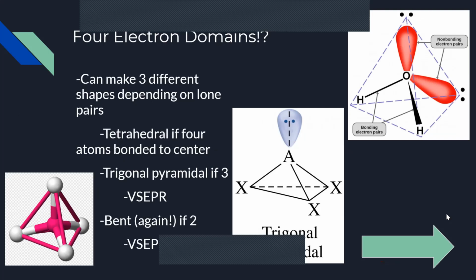What about if there are 4 electron domains? You can make 3 different shapes depending on lone pairs. You have tetrahedral if there are 4 atoms, trigonal pyramidal if there are 3, and you can have bent again if you have 2. Looking at this top right picture, the lone pairs help us think about a tetrahedral shape, but it does end up just being bent because we just look at the atoms. We'll get more into these in a second.